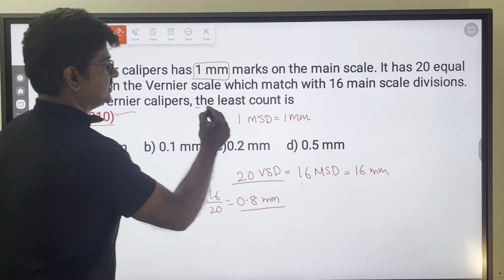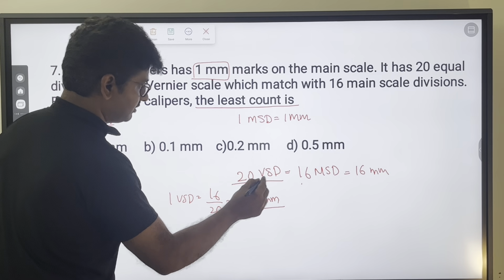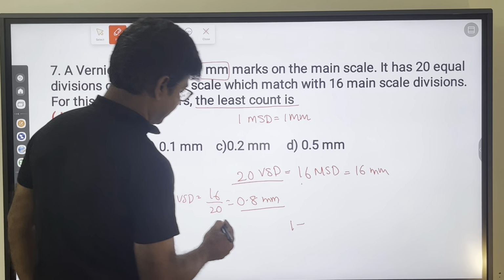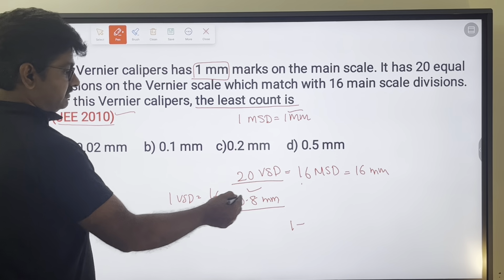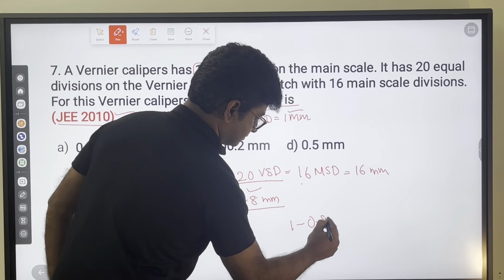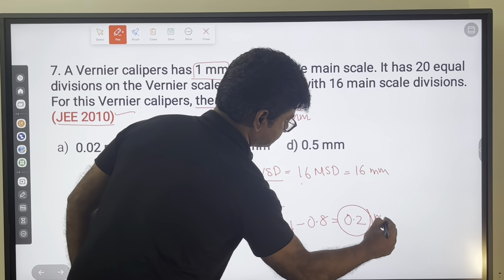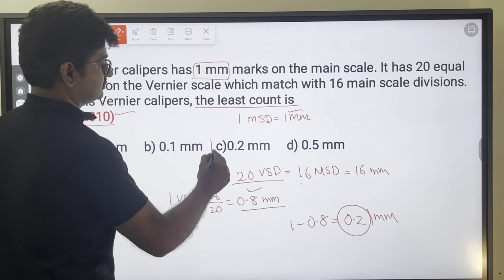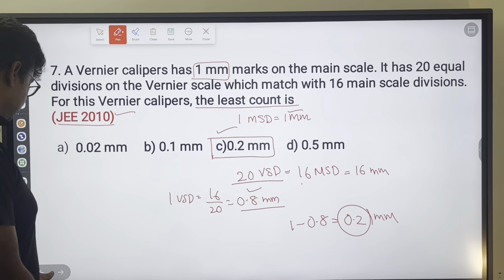What he asked is, what is the least count of this? So least count is 1 MSD minus 1 VSD. Therefore 1 MSD means 1 mm, minus 1 VSD means 0.8. So that is equal to 0.2 mm. So what is the least count? 0.2 mm.